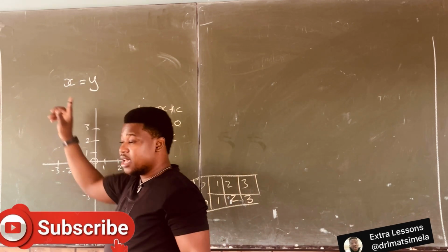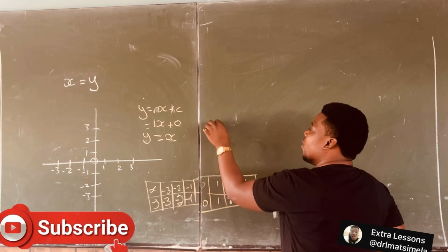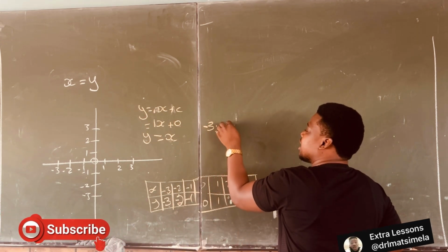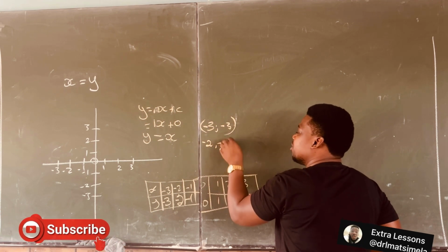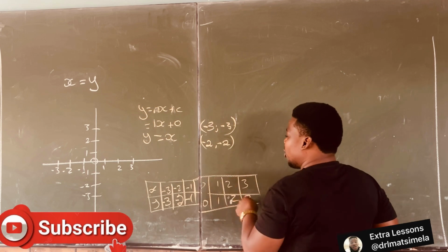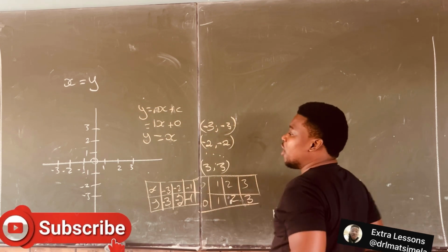Are we clear? Yes. Now if we were to turn this thing into a coordinate or a point, we will have negative 3 and negative 3. Point number 1. Point number 2, negative 2 and negative 2. Up to the last point, which is what? Which is 3 and 3. Now, what do we do next?